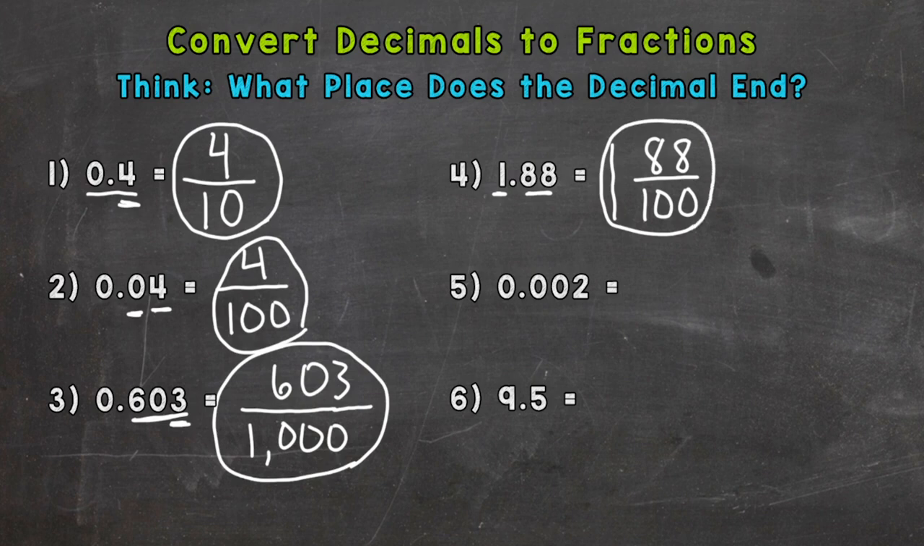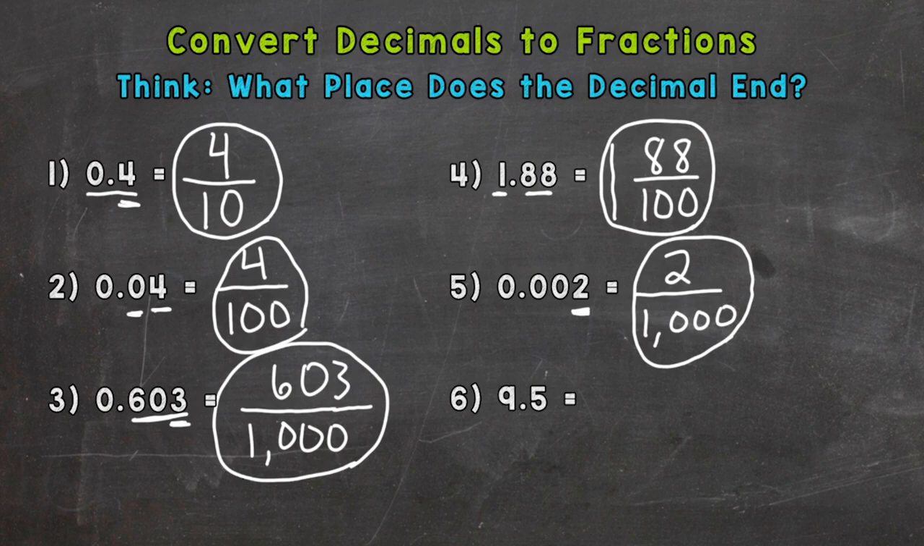Number 5, we end in the thousandths. That's where the 2 sits there. So the decimal ends in the thousandths. So our denominator is 1,000. And the number to the right of the decimal is just a 2. So we have 2 thousandths.